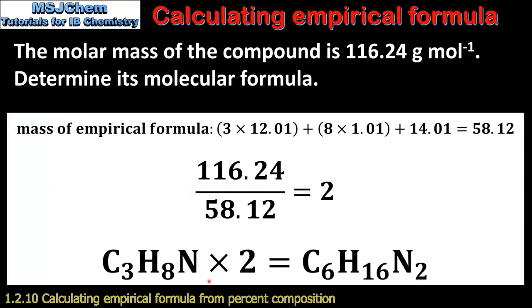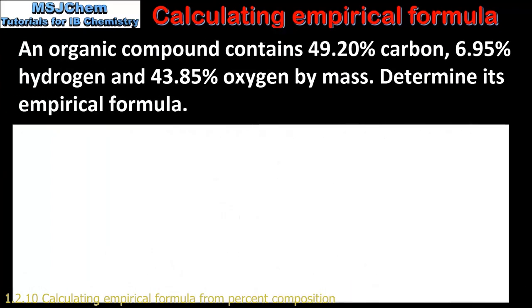The final step is to multiply the empirical formula by 2. So that's 2 times 3 for the carbon, 2 times 8 for the hydrogen, and 2 times 1 for the nitrogen. And this gives us the molecular formula, which is C6H16N2. Let's look at one more example.